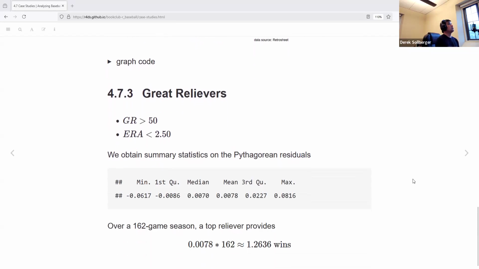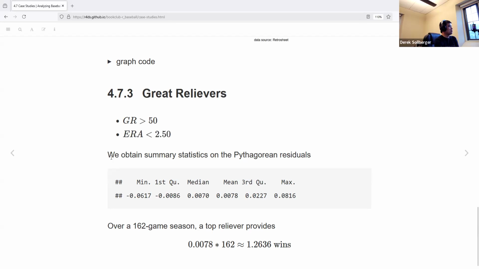Another investigation that the textbook authors implied, they called this top closers, but these days we might not think about every single pitcher pitching at the end of the games as a closer. So I decided to broaden this and just call them great relievers instead. We're looking at games recorded being above 50, so pitchers that tended to be used fairly often, and an earned run average of less than 2.5, which is a fairly low bar these days that only a few great relievers can achieve.